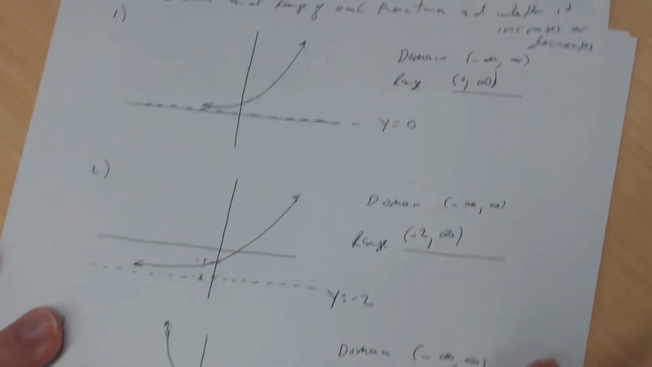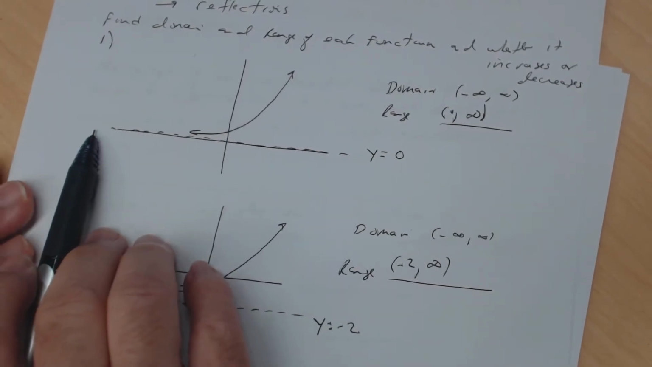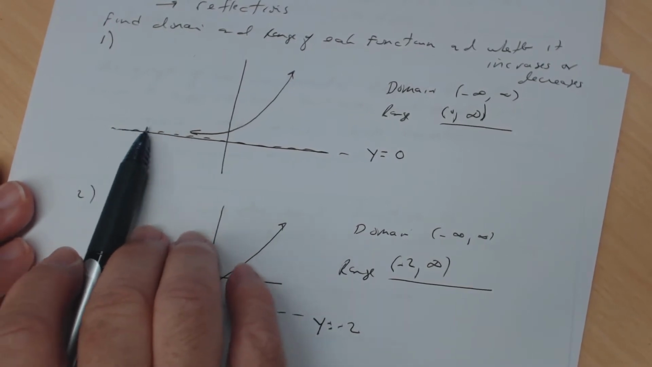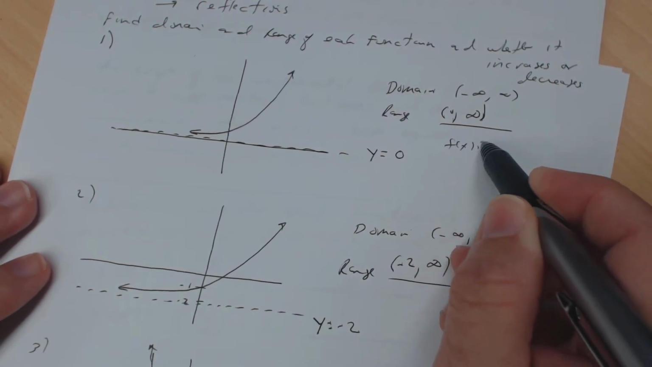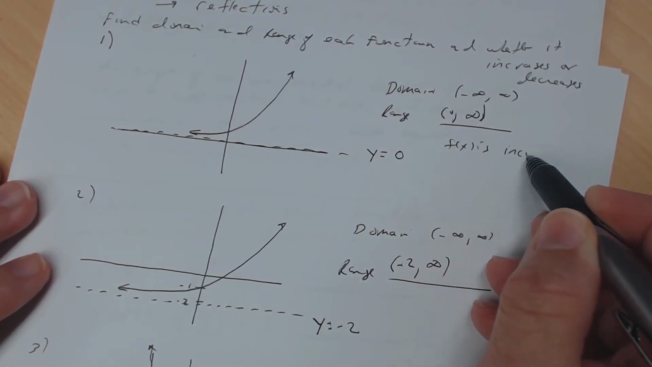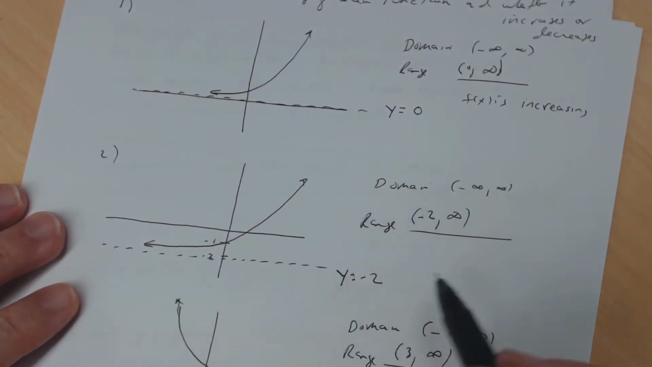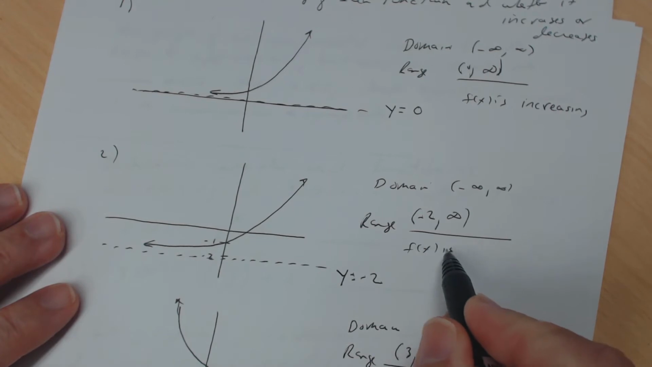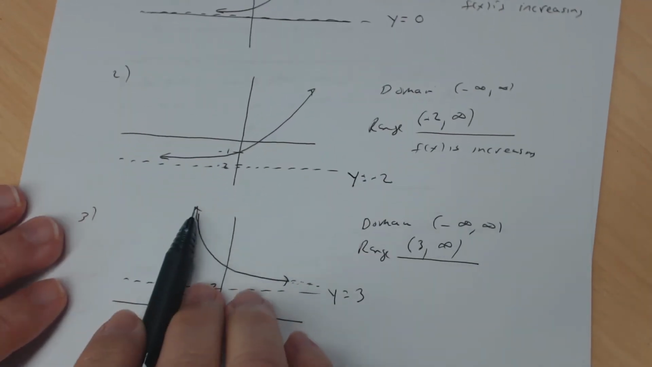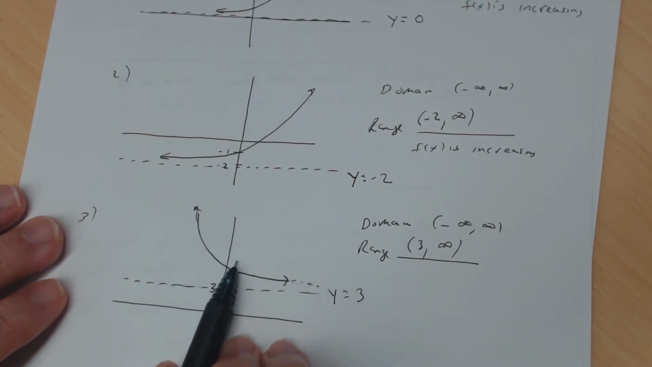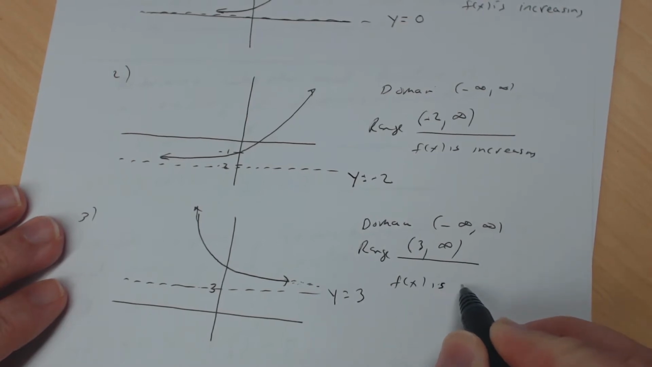Okay? All right, now in terms of decreasing and increasing, you remember read a graph from left to right. So as I go from left to right, my function, meaning my y values, are increasing. So f of x is increasing. Here, my function is also increasing. So f of x is increasing. And here, my function is decreasing. My y values are getting smaller and smaller and smaller. So f of x is decreasing.